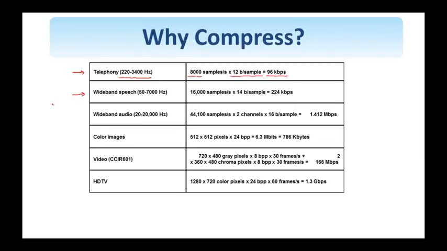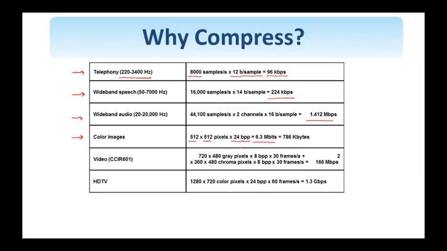Moving down to wideband speech, doing similar calculations, we are now at 224 kilobits per second. Looking at music, wideband audio, we've reached the rate of almost 1.5 megabits per second. If we look at the medium size still color image, 512 by 512 pixels, 3 channels, 8 bits per channel, 24 bits per pixel, we are now at the rate of 6.3 megabits.